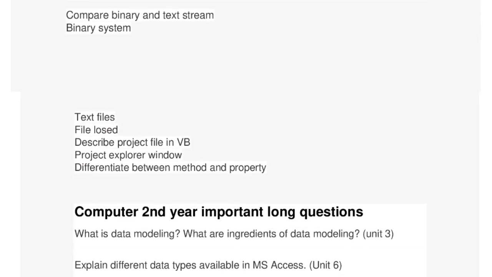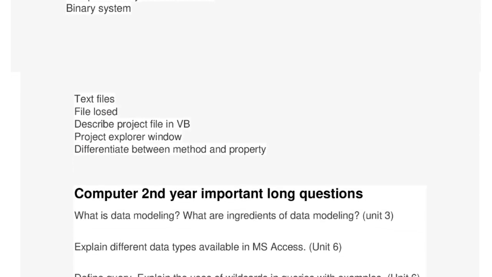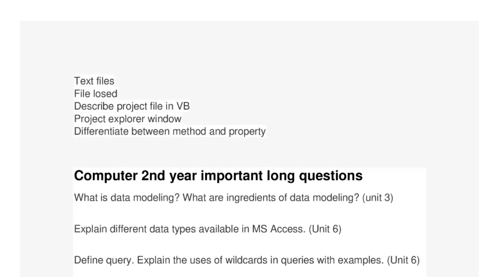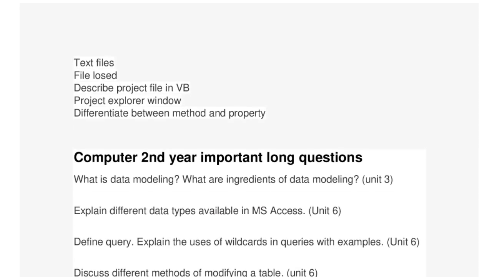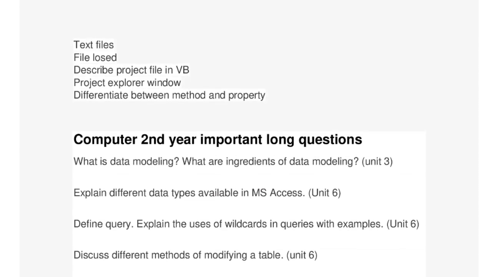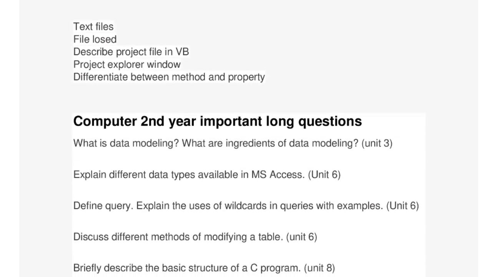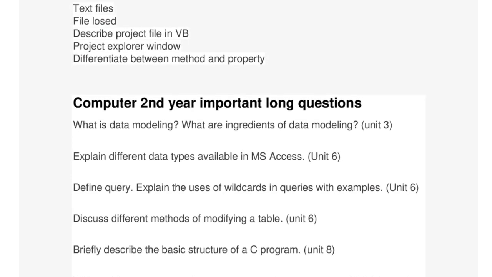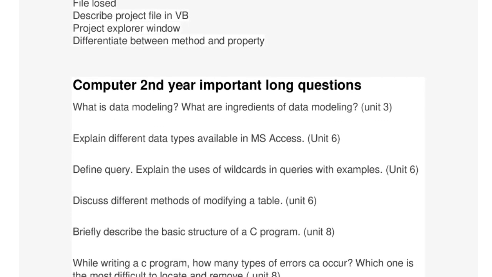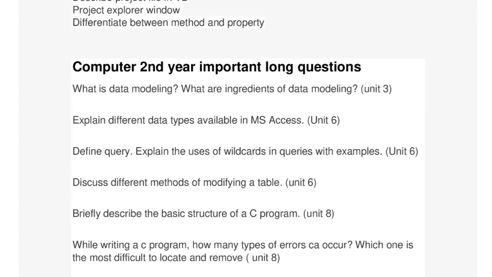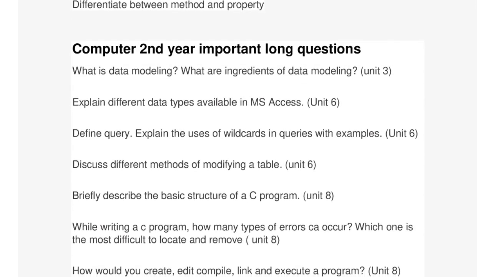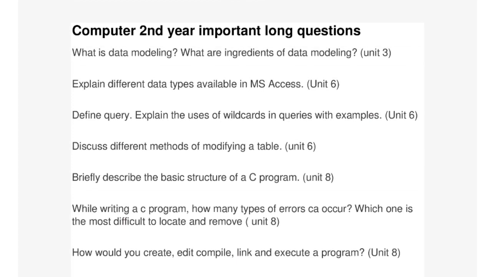Computer second year important long questions. What is data modeling? What are ingredients of data modeling? Unit 3. Explain different data types available in MS Access. Unit 6. Define query. Explain the uses of wildcards in queries with examples. Unit 6. Discuss different methods of modifying a table.